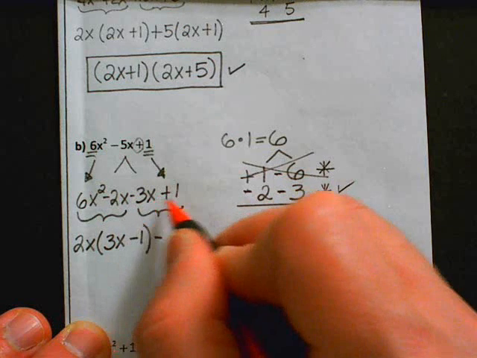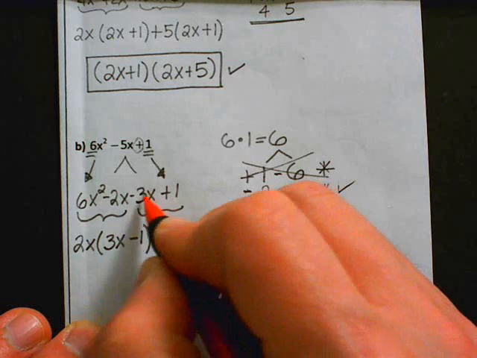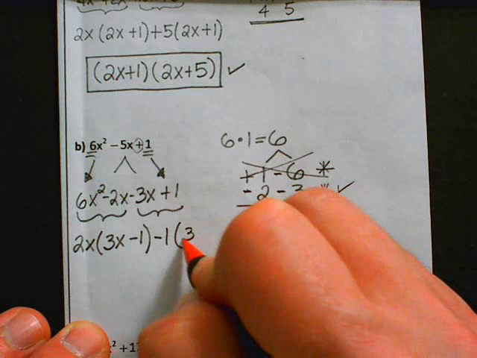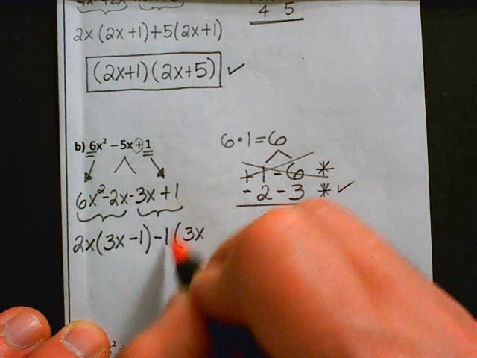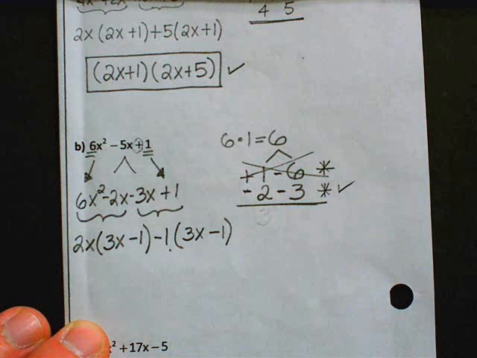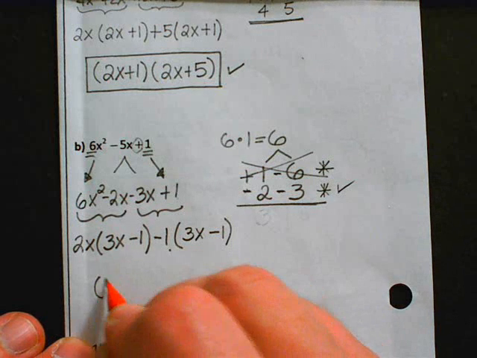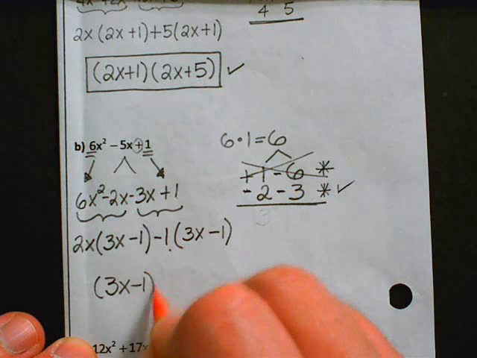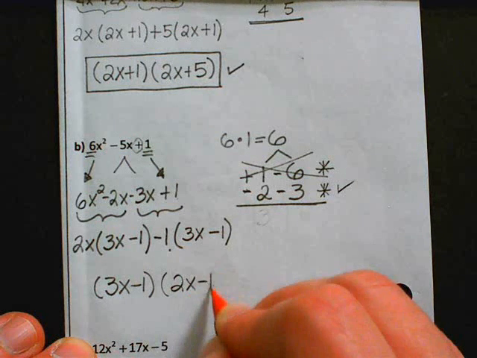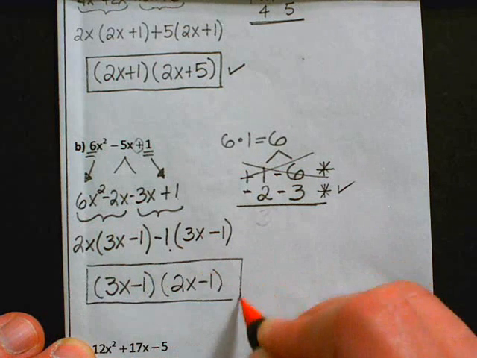Now I'm going to bring down that negative. And what can I factor from negative 3x and 1? I can factor out a negative 1. So negative 3x divided by negative 1 is 3x, and positive 1 divided by negative 1 is negative 1. Very well. Now what can I factor from these two? I can factor out a 3x minus 1, and when I factor out that, I'm left with 2x minus 1, and that would be my answer.